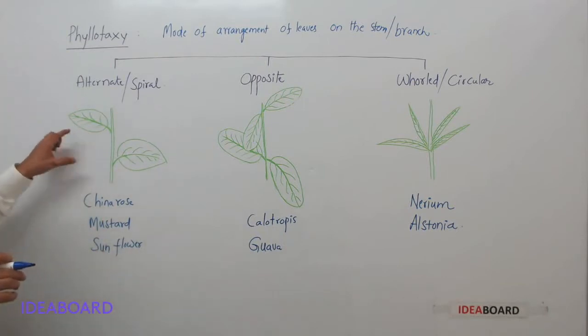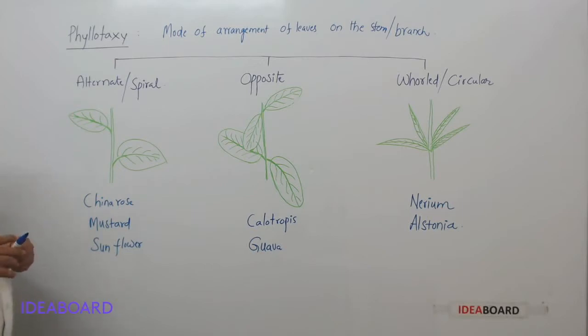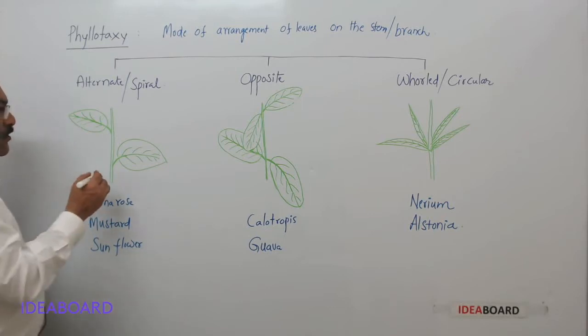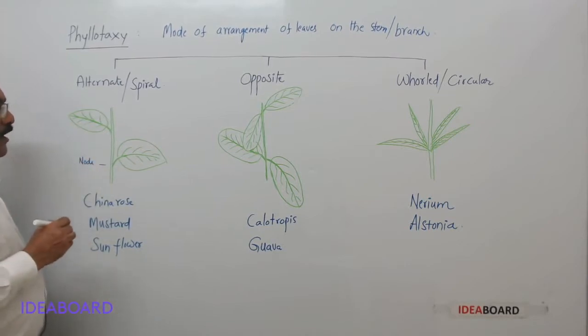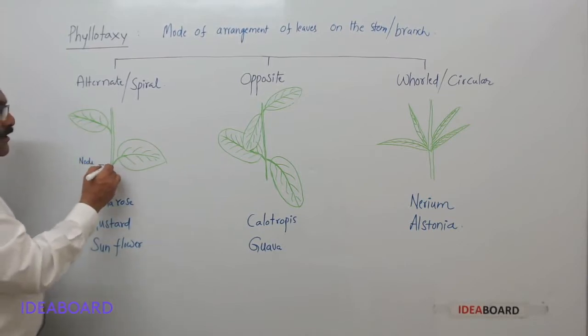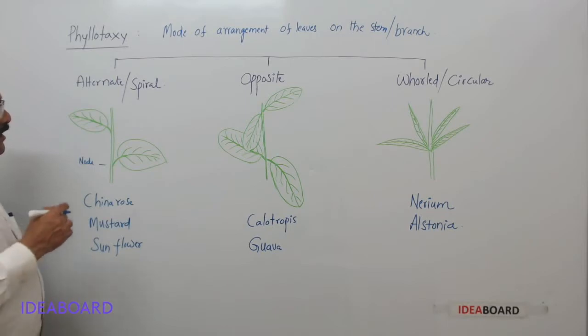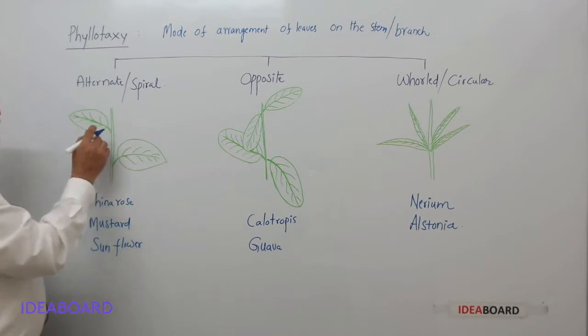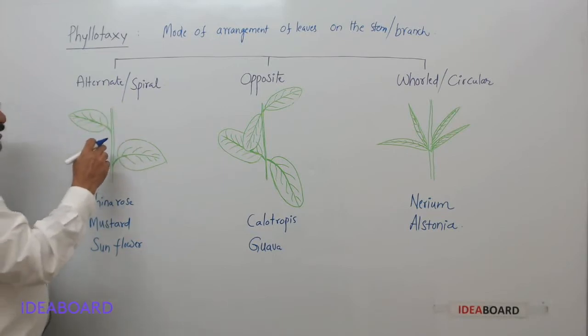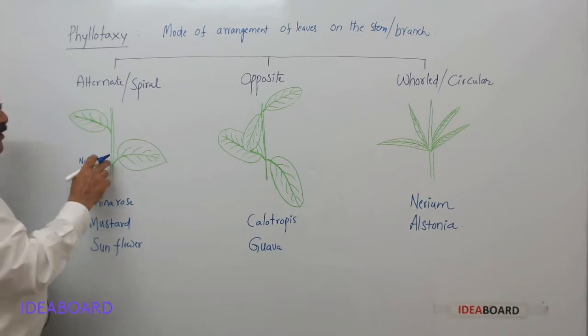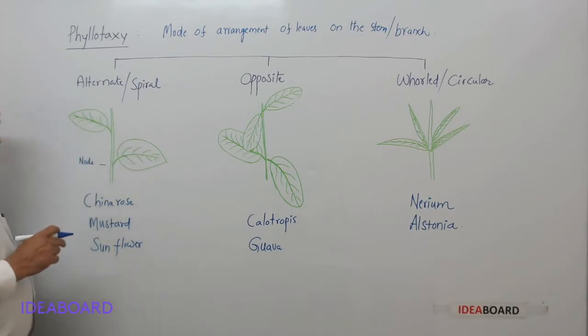With the help of the diagrams, I hope you will be able to understand phyllotaxy very easily. We know that the place where the leaf originates is called the node. In this diagram, how many leaves are originating from this node? Only one leaf. And the next leaf is arranged alternate to it, not in the same direction or same line. So that's why this is called alternate phyllotaxy.